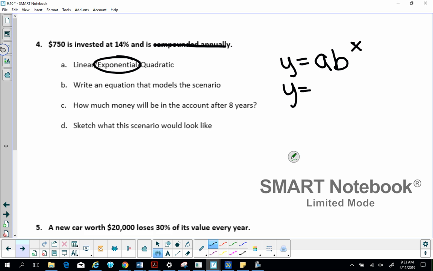So what is our initial amount? How much did they put into the bank? 750, right? That's what he started with. So my A would be 750. B, since I see a percent, remember if it's doubles or triples or half, I would just put that right in the parentheses. But now since there's a percent, remember that 1 plus or 1 minus, I'm going to have to do that for my B.